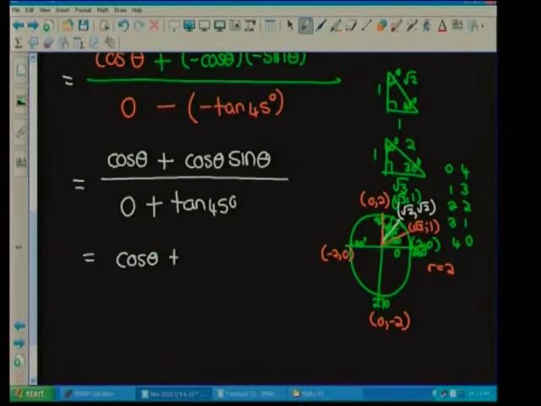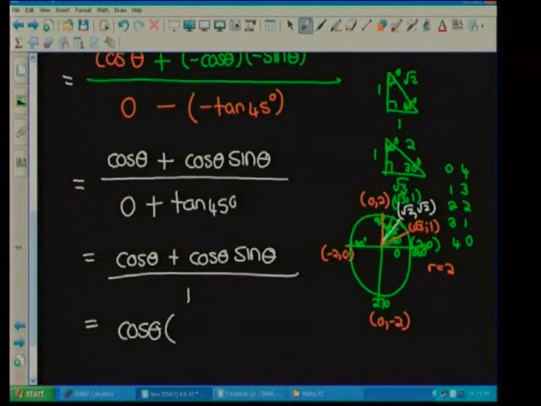So either way, you're going to end up with the answer 1. So you've got cos theta plus cos theta sine theta all over. And of course, 0 doesn't count for anything. We're just going to have 1 at the bottom here. So in this case, now we can see all we can do to finish the question is take out cos theta as a common factor. And if we do that, we've got 1 plus sine theta.